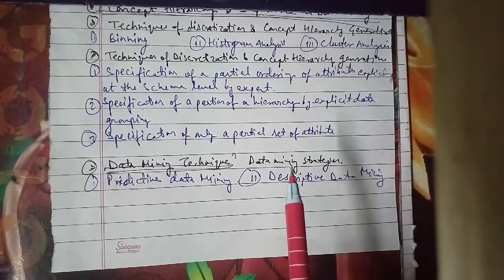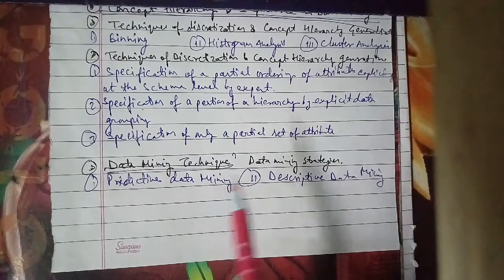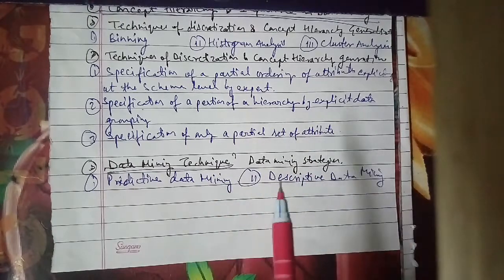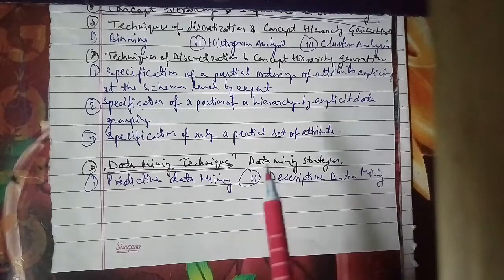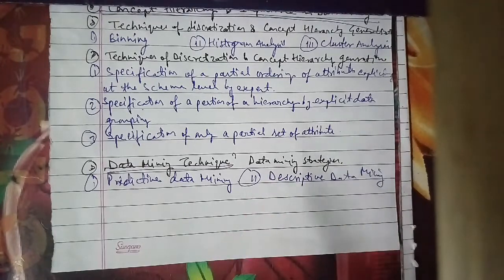So the data mining strategies have been divided into two, which are unsupervised learning and supervised learning. Unsupervised learning has been divided into two, which are association rule and clustering. Supervised learning has been divided into three, which are classification, estimation, and prediction here. So this is the data mining strategies.